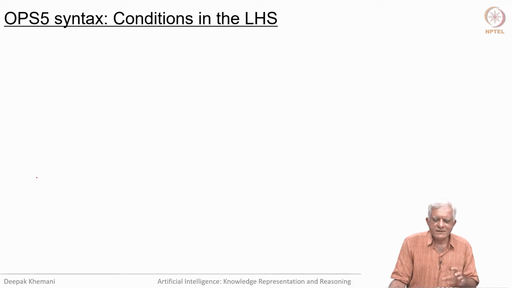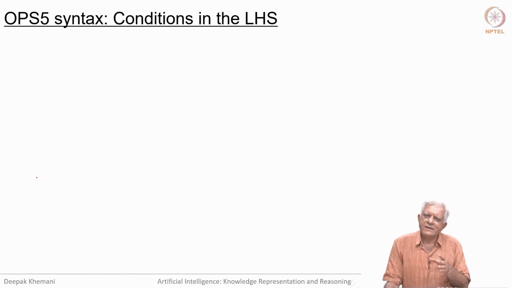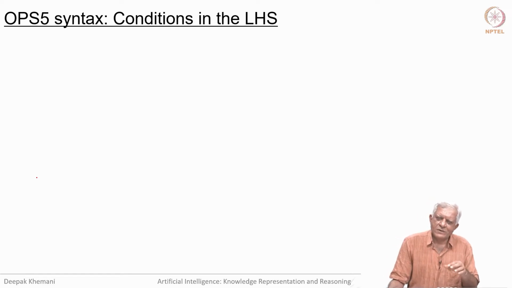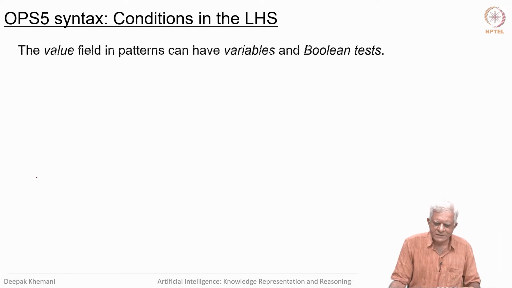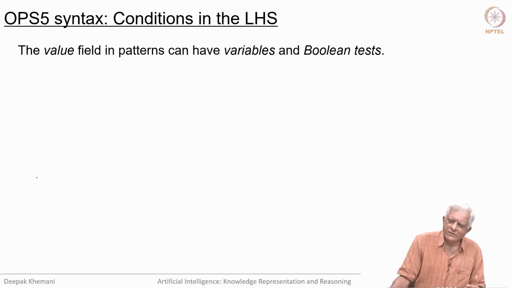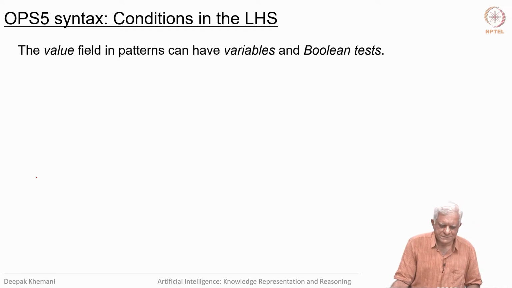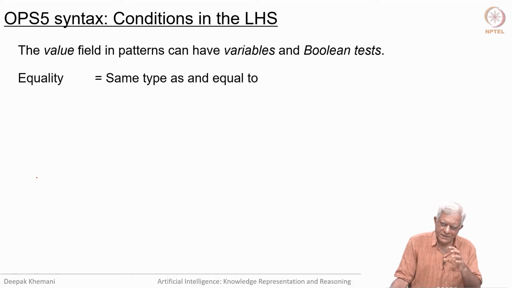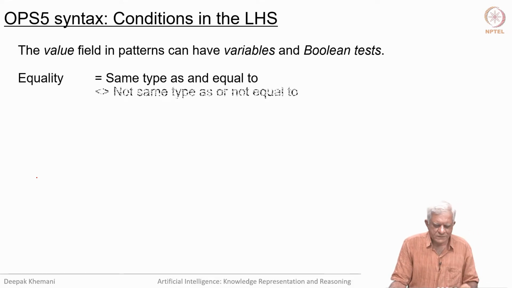The left hand side consists of patterns which should match the working memory elements, which means that the constants in the two should match. The class name should be the same, the attribute name should be the same, but in a rule you can have variables or you can have conditions on values and then match is defined. So, let us look at the rules again. The value field in patterns can have variables and Boolean tests. We have said that patterns are in the left hand side of the rule.